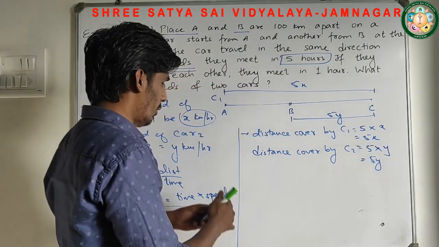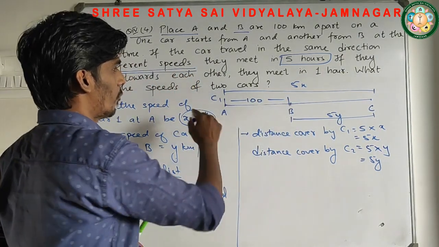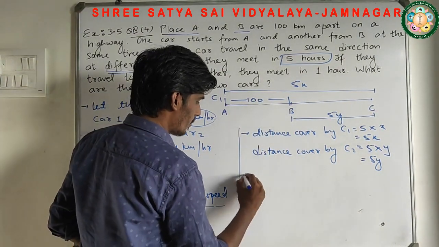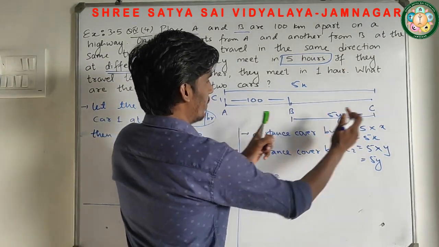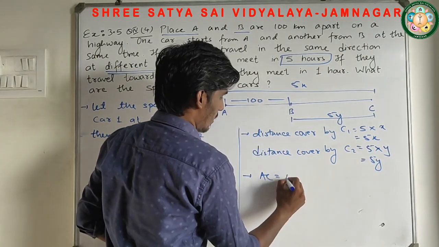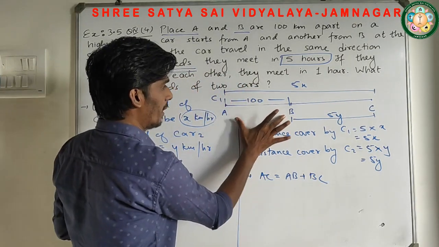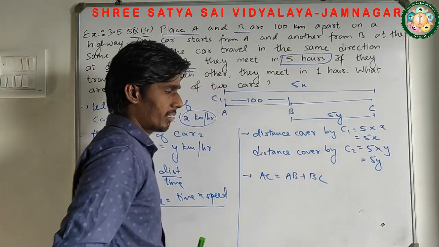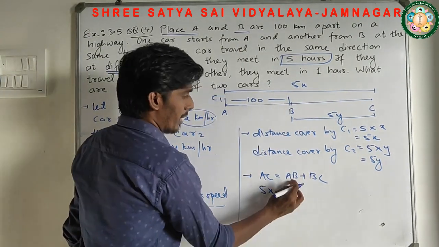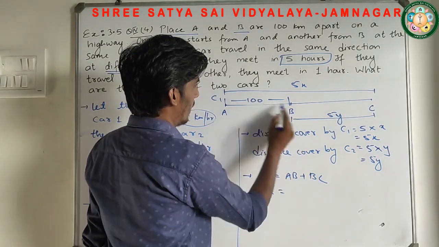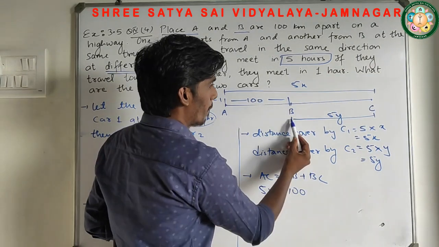We already know the distance between these two is how much? 100. So from this diagram I can say that AC is equal to the total distance, 100 plus 5y. It's AB plus BC, because AB plus BC as a whole is AC. Now we know all the values. AC is 5x. AB is 100. A to B is 100, and B to C is how much?